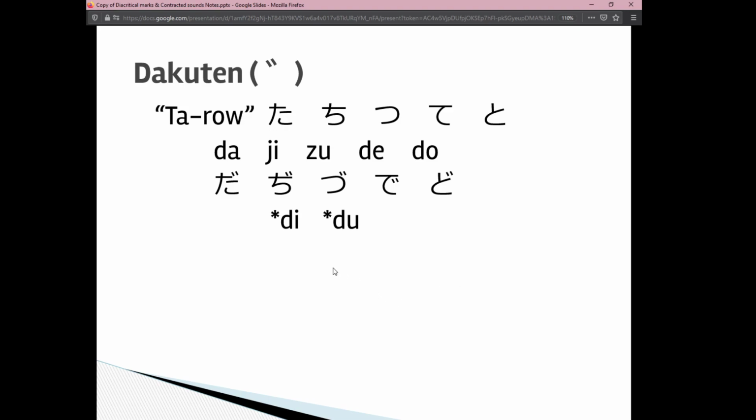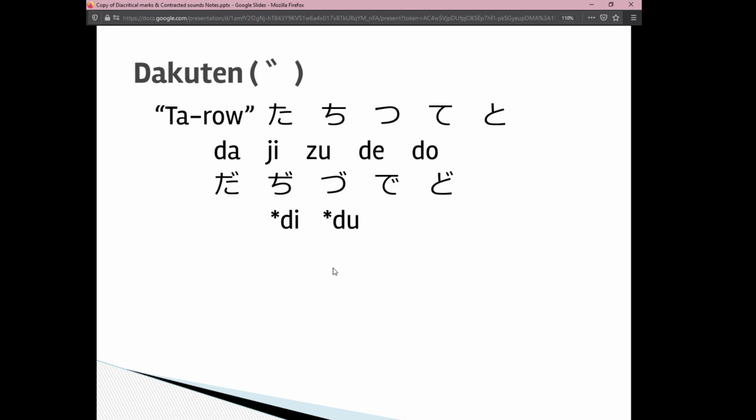Now, special thing going on here with these guys because chi and tsu are similar to shi from the S row in the sense that they don't follow the regular parameter of sounds. So I don't say T and tu, so I'm not really going to say D and do.